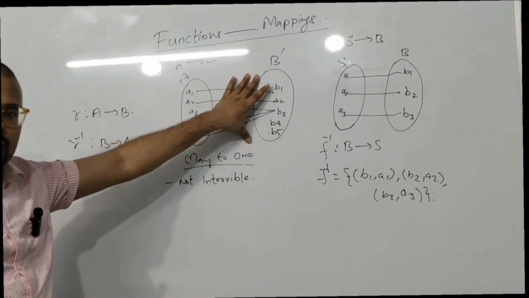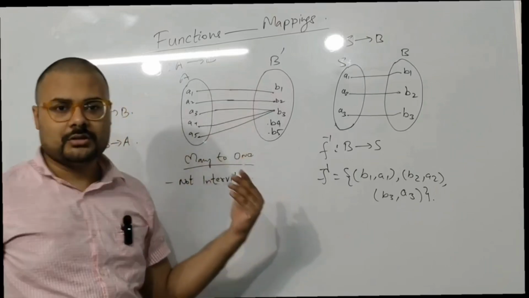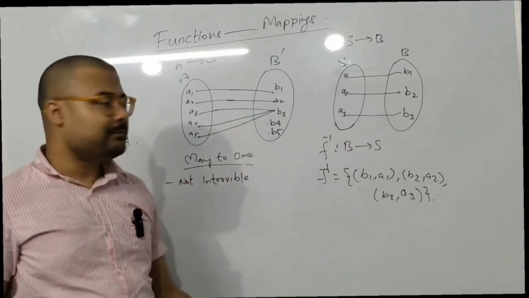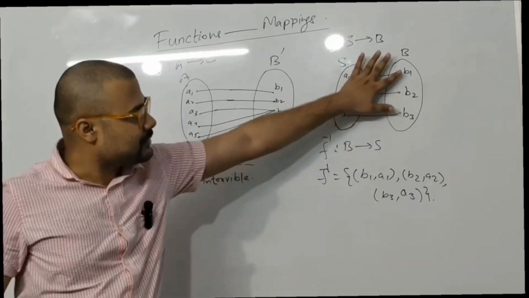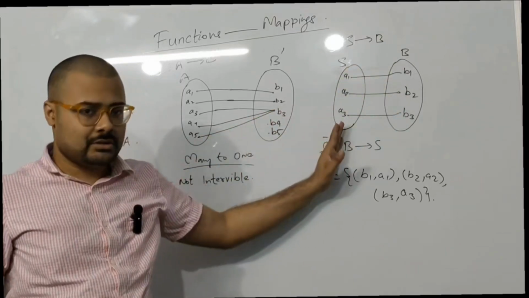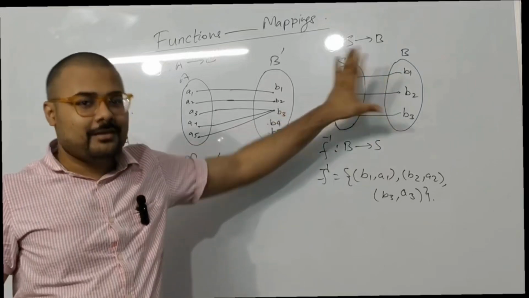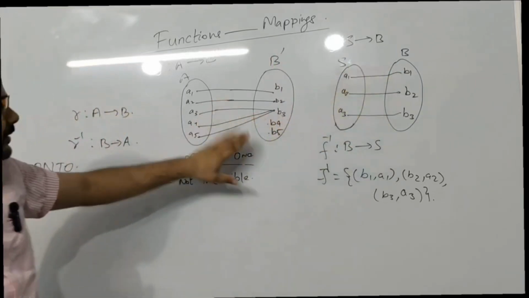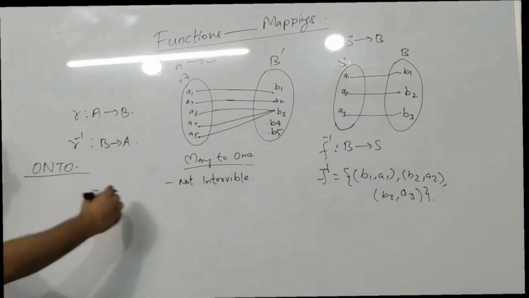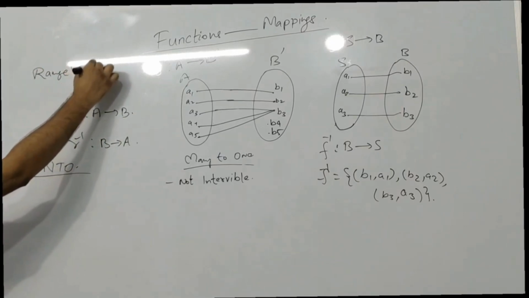Based on the range, you have two types of functions: onto function and into function. If all the elements have a pre-image, then range is equal to codomain. Or maybe some of the elements do not have a pre-image, like B4 and B5. Look at this: B1, B2, B3. For this set B, all of them have a pre-image. So the codomain is also the range. Here, your range is a subset of the codomain. Range is always going to be a subset of the codomain.